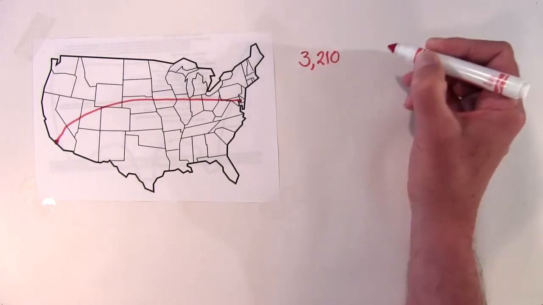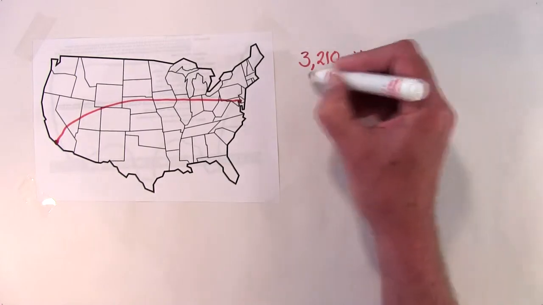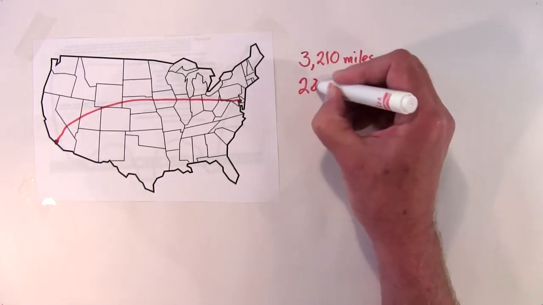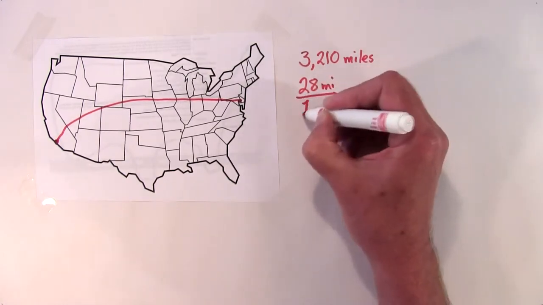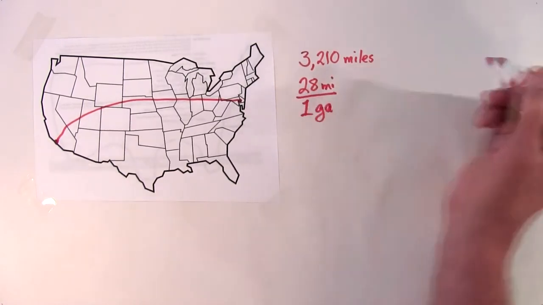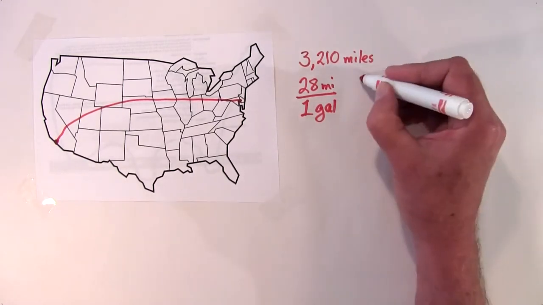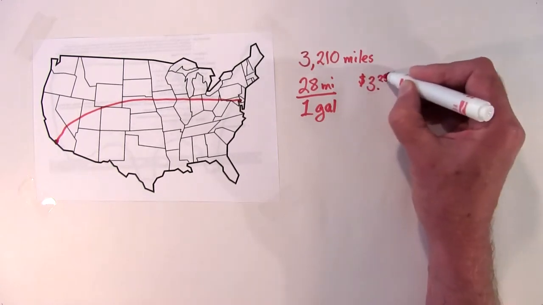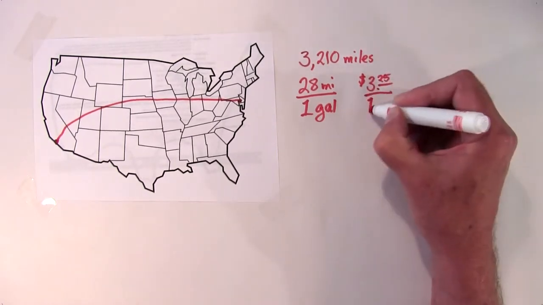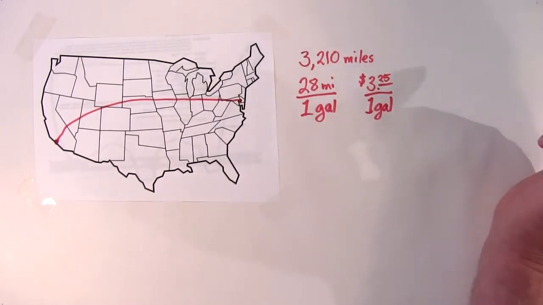3,210 miles on the road. And you know that your car is going to get 28 miles per 1 gallon of gasoline. Okay? And you also know that across the United States, the average gas price is about $3.25 for 1 gallon of gas. So now the big question is, do I have enough money to get there and back?